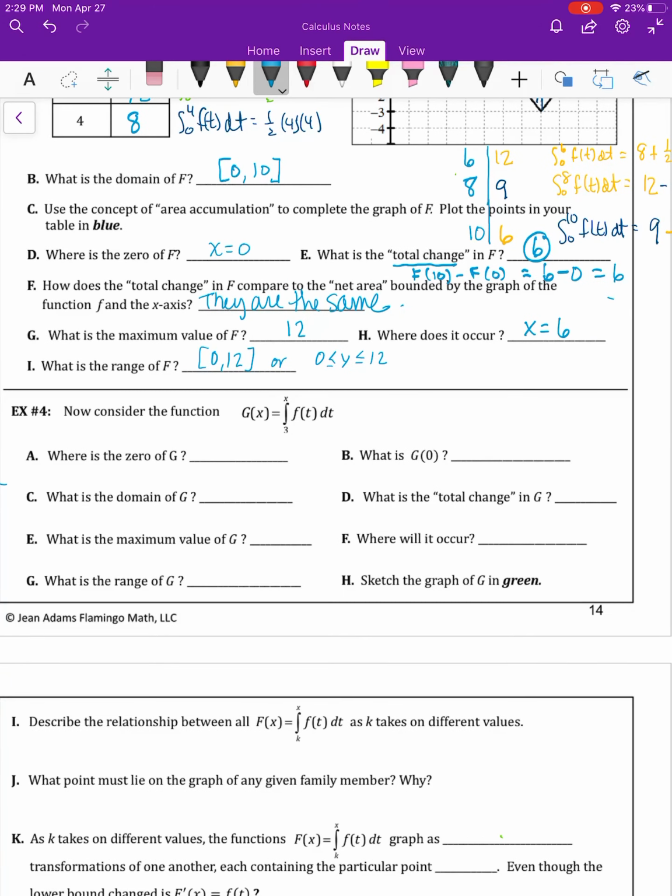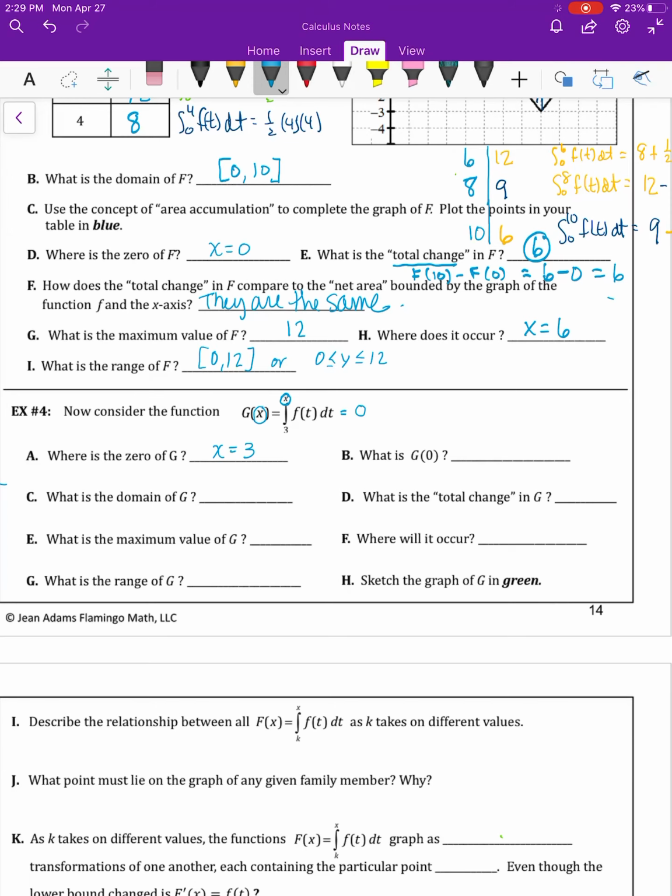All right, example number 4. Now consider the function g of x equals the integral from 3 to x of f of t dt. And what is the 0 of g? So what could I put in here that would make this equal to 0? Hopefully you are going to say 3. Right? Because if I go from 3 to 3, that's going to be 0.